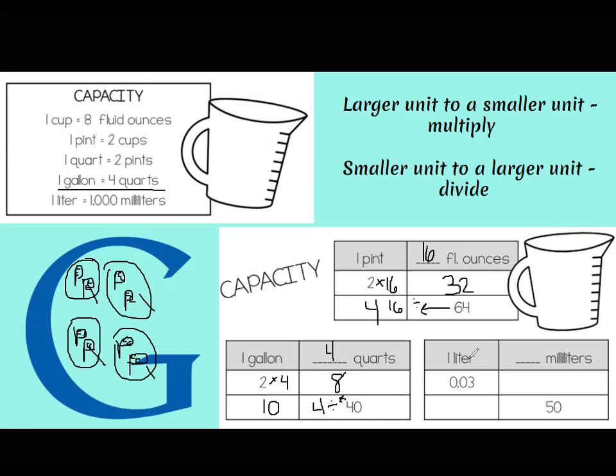All right, last we have 1 liter, and we will need to know how many milliliters that is equal to. So up here it tells us 1 liter is equal to 1,000 milliliters.